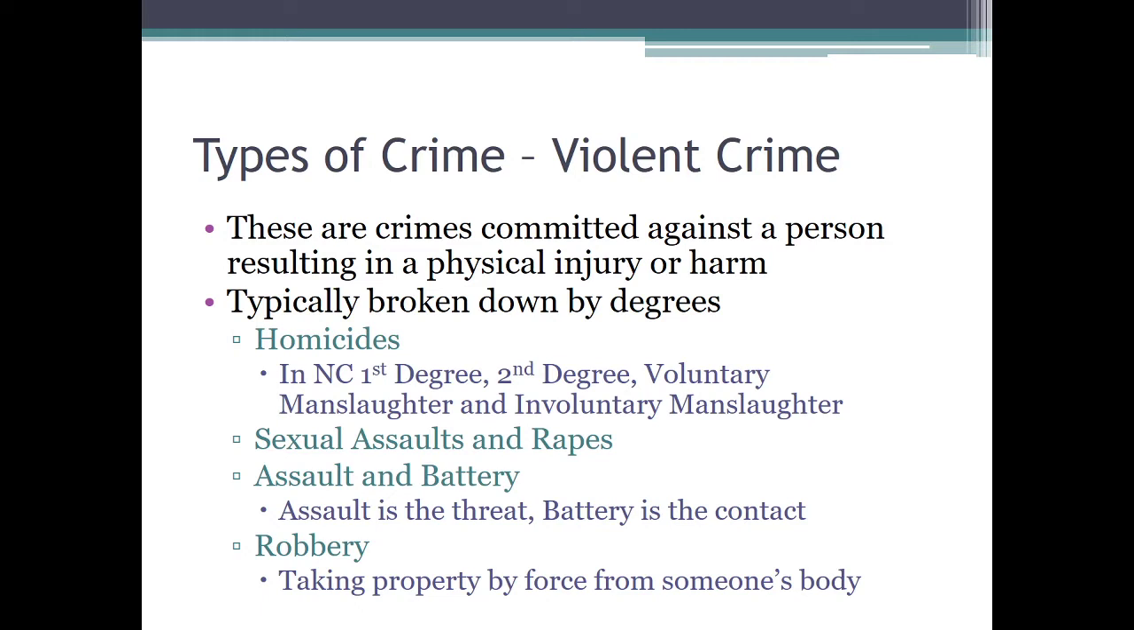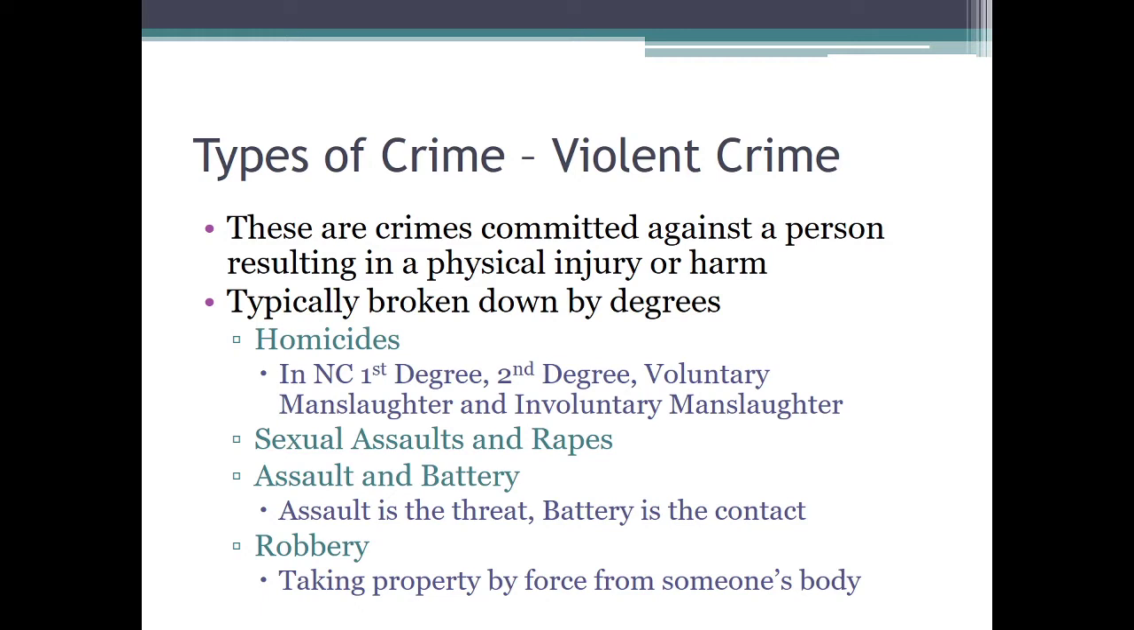So the way to remember that is battery comes after assault, just like B comes after A in the alphabet. Now North Carolina has some quirky laws here in regards to the language. So if you're looking these things up specifically for North Carolina, you might get a little confused. This is not something that we're going to directly address.